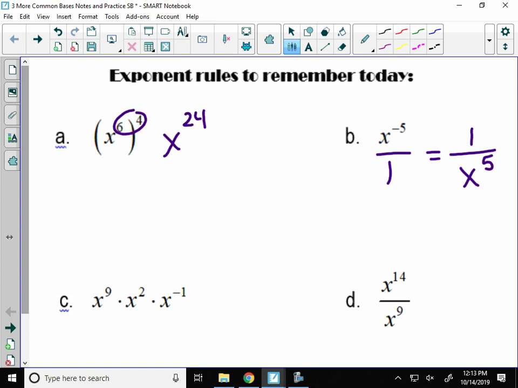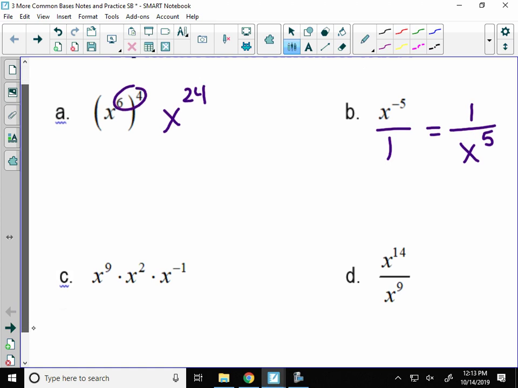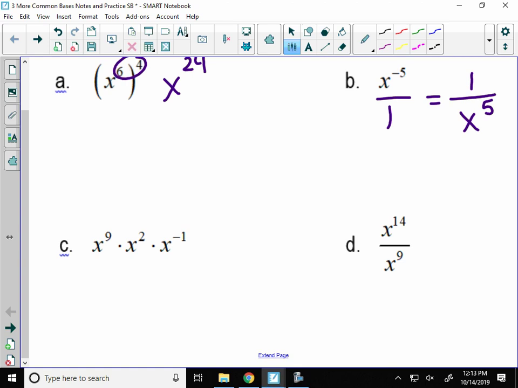What if in C, I have all the same base, but no power to a power? What do I do with the exponents? Add them. So what's 9 plus 2 plus negative 1? 10. 9 plus 2 is 11 minus 1 is 10. Okay, we're going to use that guy a lot.